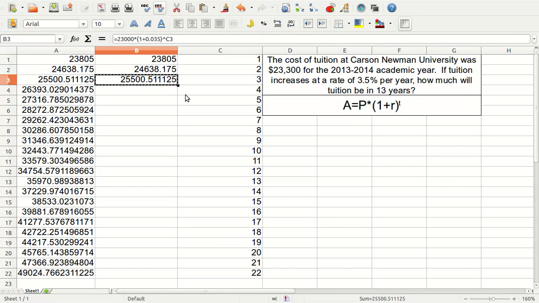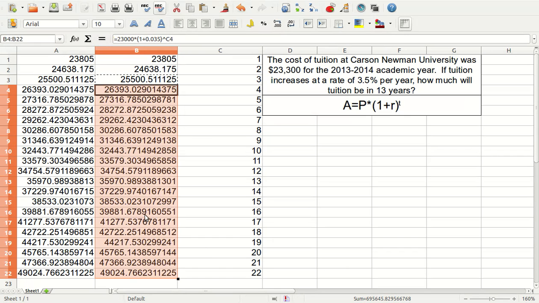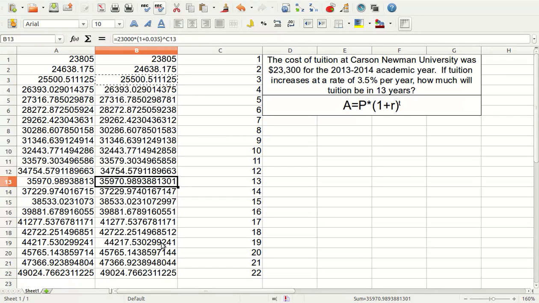And so we can copy and paste this formula into the remaining boxes, and we can just check to see that all of our values are in fact the same. We found the tuition of Carson Newman University after 13 years using both a recursion in column A and using the interest function in column B.